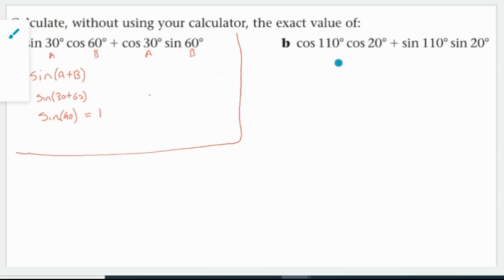Next, we have cos 110 cos 20 plus sine 110 sine 20. So if we call this A and this B, this is cos A cos B plus sine A sine B. So this is the expansion of cos of A minus B. A was equal to 110, so that's cos of 110 minus 20. And that is equal to cos of 90, which is equal to 0, because cos of 90 is 0.